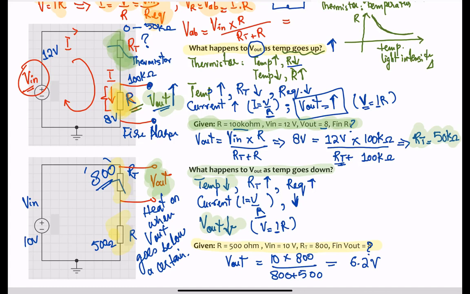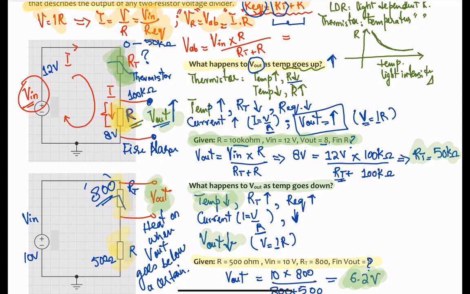Remember, this 6.2 corresponds to some low temperature, and when this reading goes below that, that basically means the temperature is also going down, like we saw over here. So that's the basics about the voltage divider. It's one of the techniques that we could use to analyze circuits, measure the voltages and currents, and choose a thermistor of specific ratings.